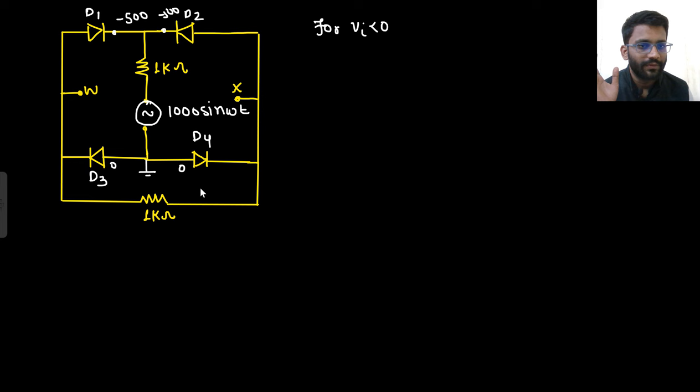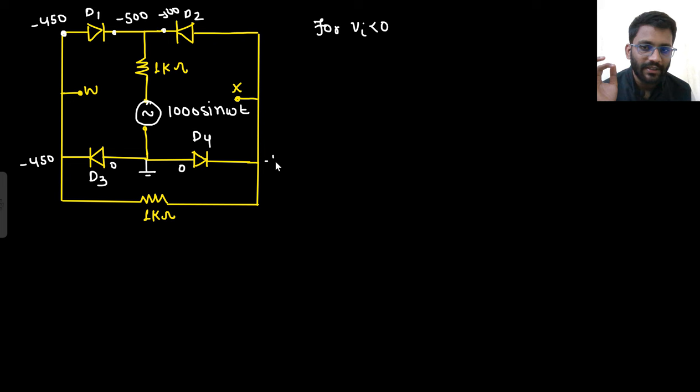Now, let's assume the diode D1 is on. If diode D1 is on, what will happen? This potential will be somewhat greater than minus 500, sorry, because the P potential should have more positive potential. So, let's assume it is minus 450. The same potential will come here, minus 450. And since we are applying the open circuit test, the same potential will come here, and here.